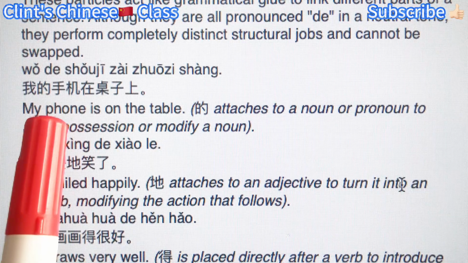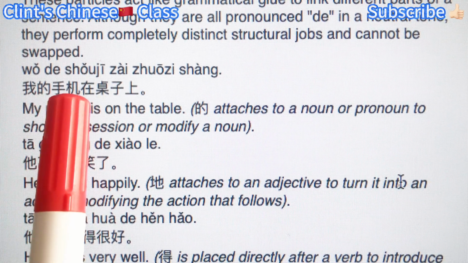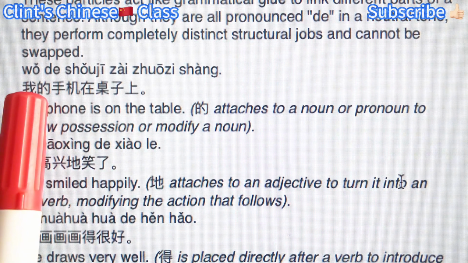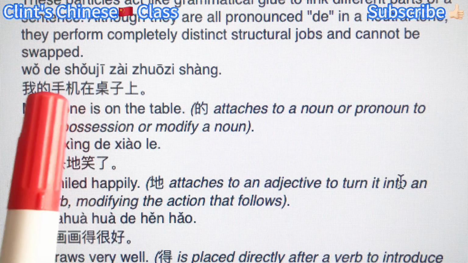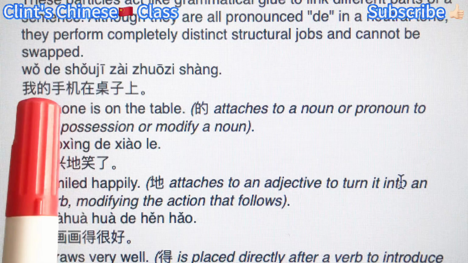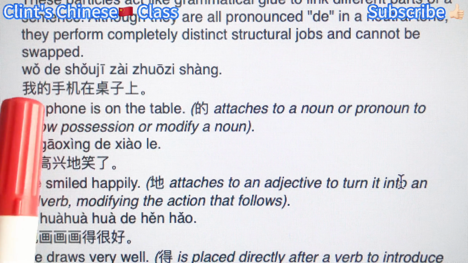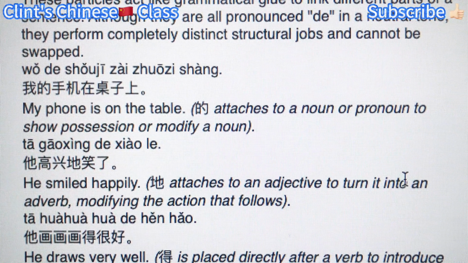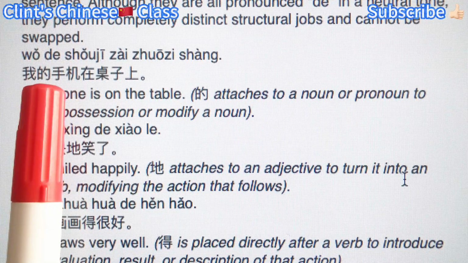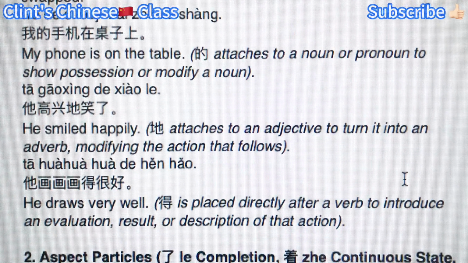Functions are different. My phone is on the table. How to say that? 我的手机在桌子上. So here, 我 is a personal pronoun, and you add the 的 to turn it into a possessive pronoun, right? Or an adjective to modify the noun after it. 手机, phone. So my phone. That's how you use this 的. Whenever you see the 的, remember that after it is always a noun or noun phrase.